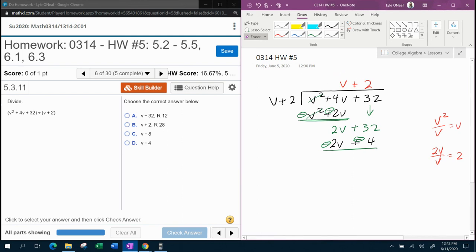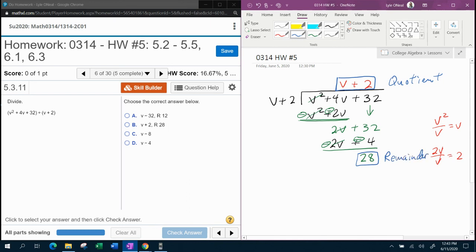Now then, let's add. 2v minus 2v, those cancel. 32 minus 4 is 28. Okay, so now if we put a box around some stuff, this guy right here, this is my quotient. And this guy right here, he is the remainder.